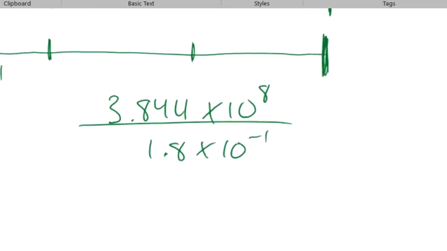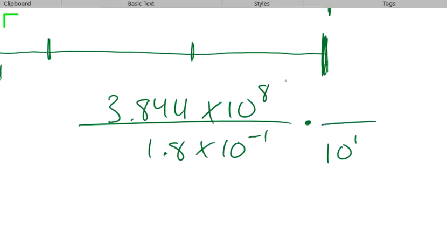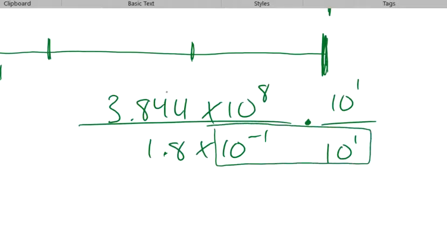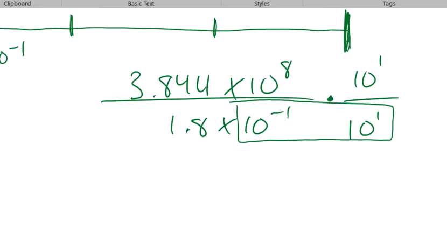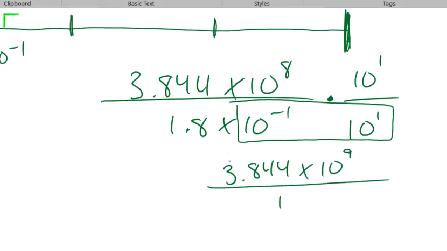And if I look at this, probably the first thing I would like to do is deal with this negative exponent. If I multiply this bottom number by 10 to the positive 1 and the top also by 10 to the positive 1, notice I am multiplying my original problem by 1, so I'm not changing its value. But I end up getting the number 1 on the bottom, because 10 to the negative 1 times 10 to the first is 10 to the 0 power, which equals 1. And I get an extra power of 10 in my numerator. So if I simplify this, I now have 3.844 times 10 to the 9th power, and then my denominator is still 1.8.